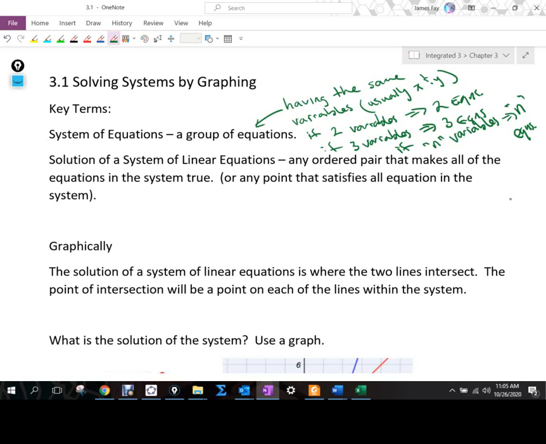If 2 lines intersect, something from geometry, if 2 lines intersect, then they intersect where, or at what? At a point, right? At one point. We had a postulate in geometry that said when 2 lines intersect, their intersection is exactly 1 point. That 1 point is the solution to our system of equations.